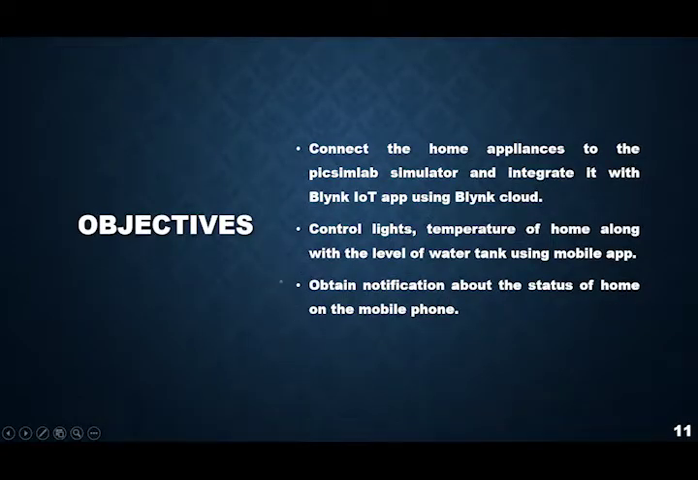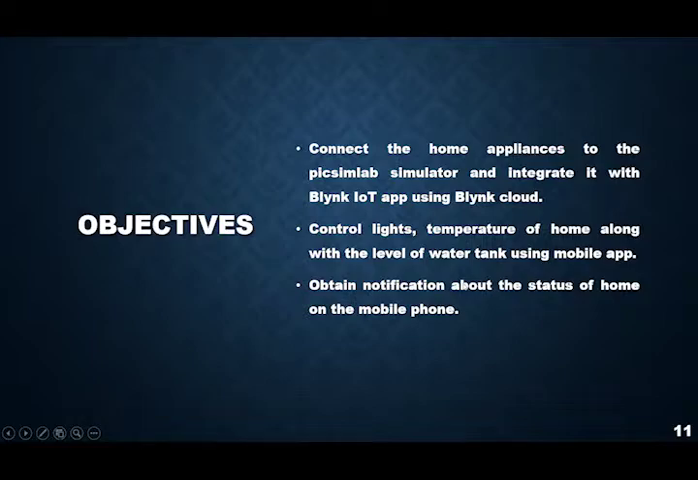So the objectives of our program project: first was to connect the home appliances to the Pixel simulator and integrate it with the Blink IoT app using Blink Cloud. As is clear, we connected all different home appliances to our simulator and then used the Blink IoT app to integrate it. Various such appliances were controlling lights, temperature at home, along with the level of the water tank.